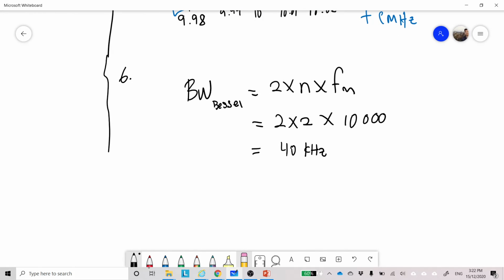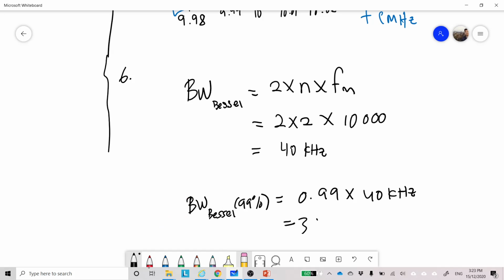Bandwidth 99% Bessel. So bandwidth Bessel 99% is equal to 0.99 multiplied with 40 kHz. So this is equal to 0.99 times 40k. So you will get 39.6 kHz.